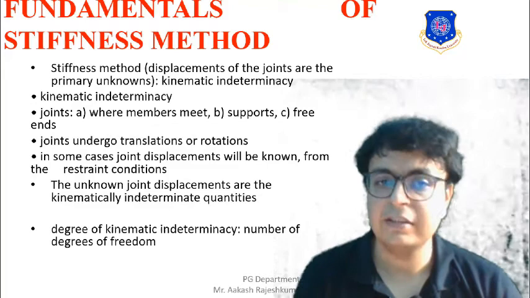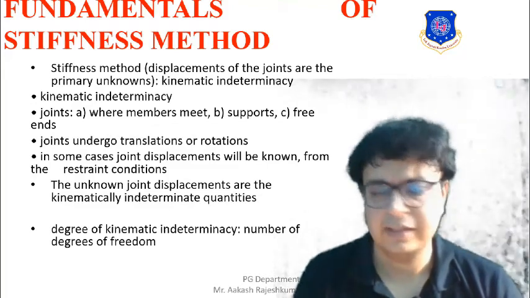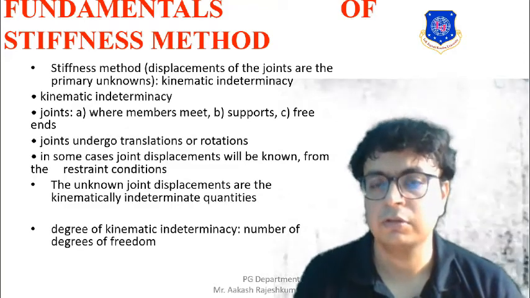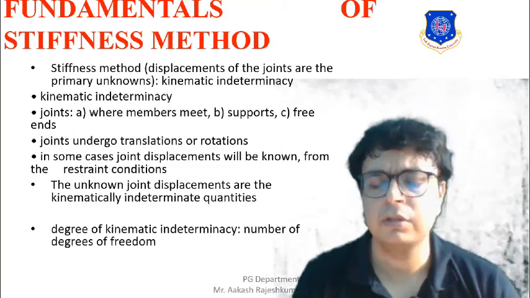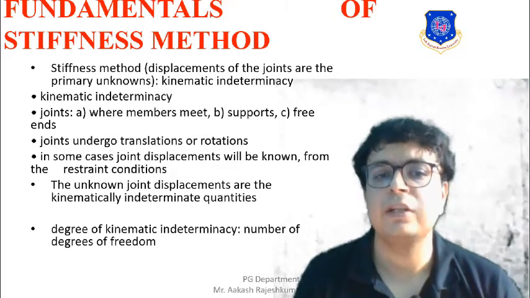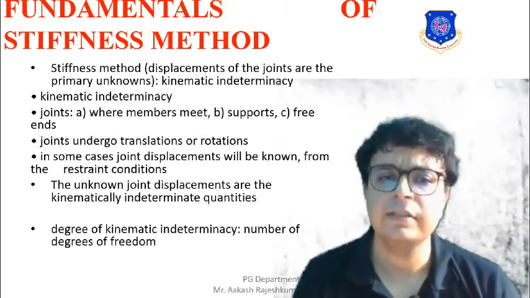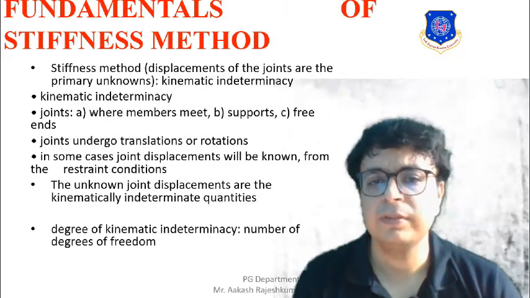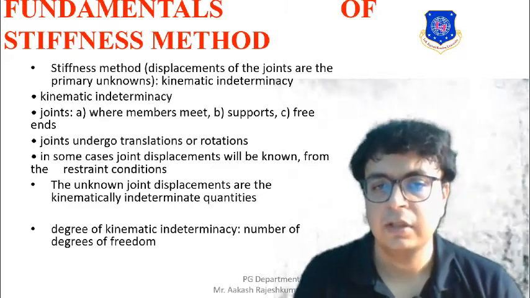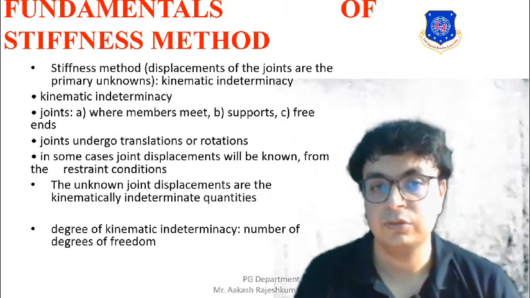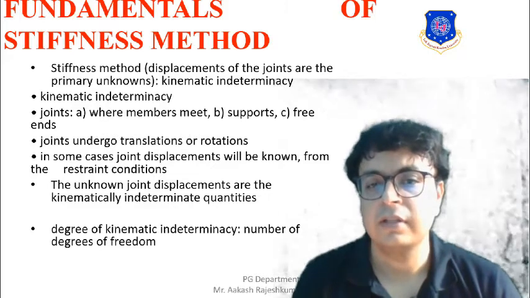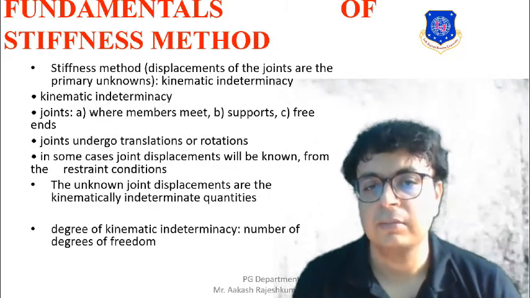So joints can undergo translation and rotation at any point, either a structural joint, a support, or a member to member joint, any kind of joint. It can undergo translation when it is being loaded. In some cases, joint displacement will be known from the restraint condition, based on the type of support it has, meaning what restraint conditions are provided to the structure. We can come to know what the kinematic indeterminates are.